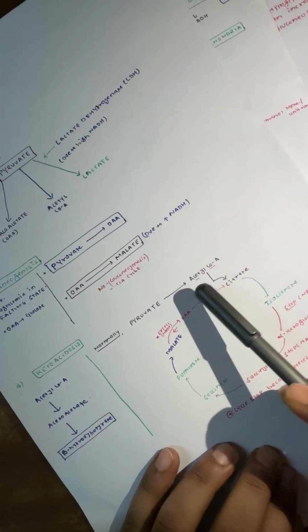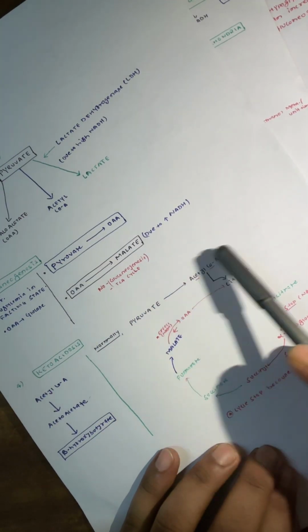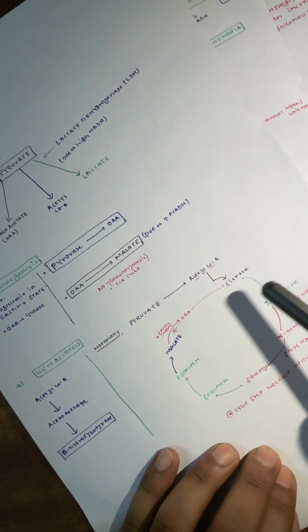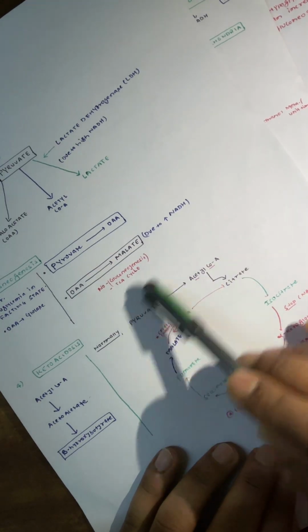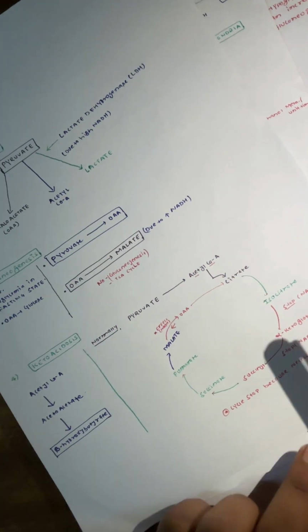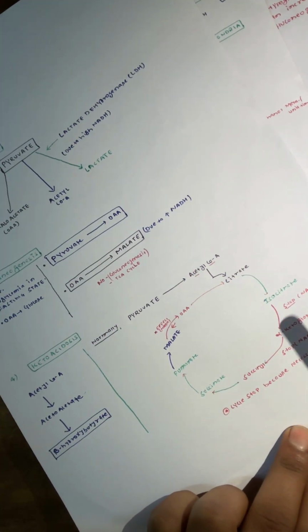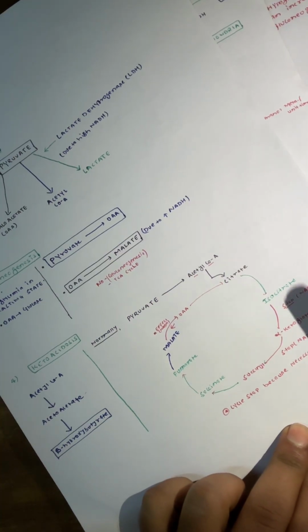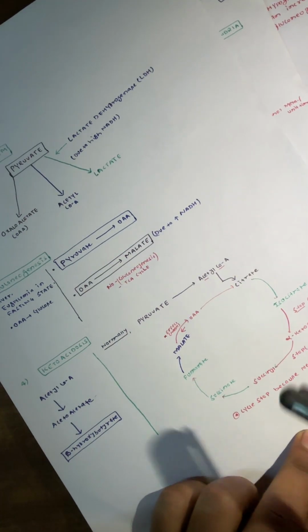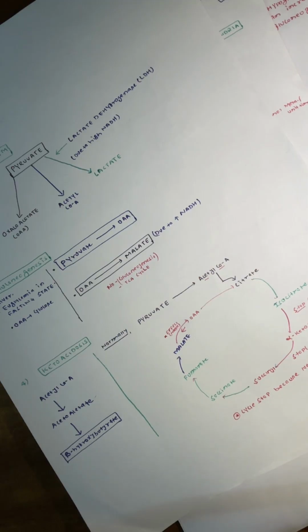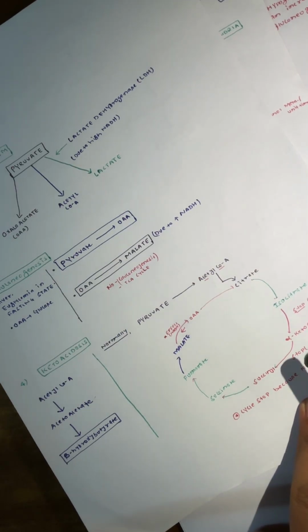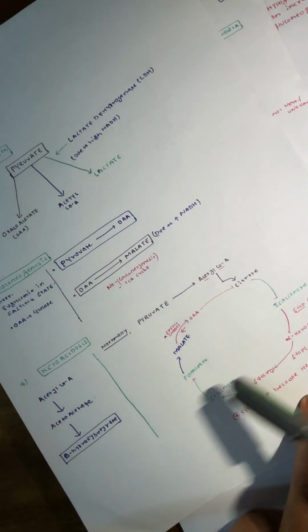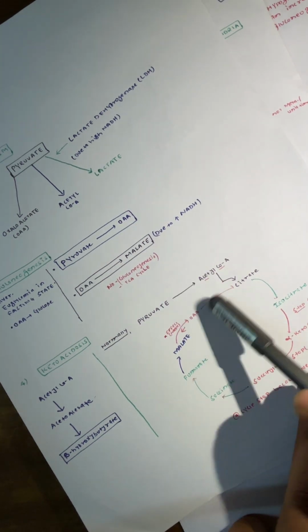So normally pyruvate is converted to acetyl coenzyme A, and this acetyl coenzyme A enters the Krebs cycle, the TCA cycle. Most of the steps, these 3 steps, require NAD plus, but as we all know, the NADH ratio gets increased, so these steps get blocked in the TCA cycle, and the TCA cycle doesn't occur.